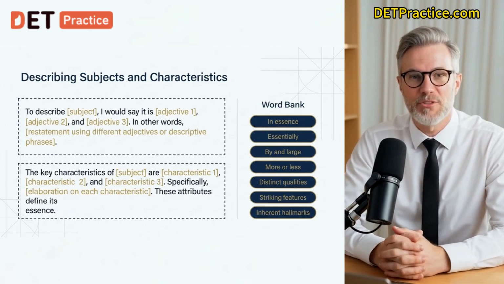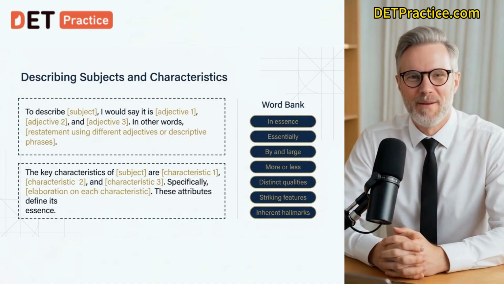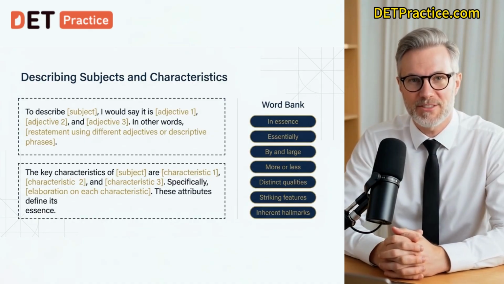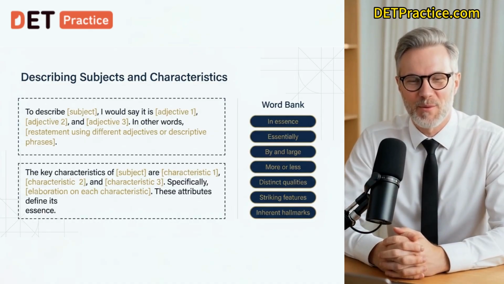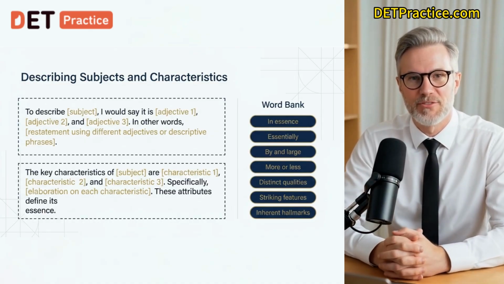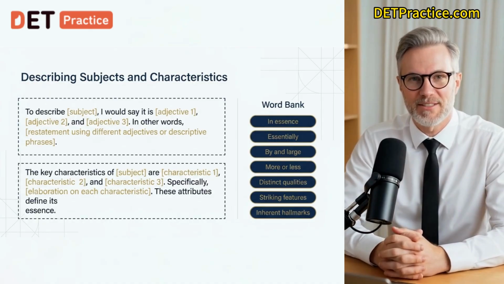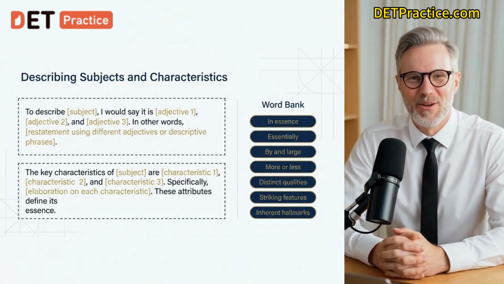Now let's look at some useful templates that can help you organize your answers quickly during the test. Template 1. Describing a subject. When you need to describe a subject, person, place, object, or idea, you can use this structure. To describe subject, I would say it is adjective 1, adjective 2, and adjective 3. In other words, restate the idea using different adjectives or descriptive phrases. Useful expressions include in essence, essentially, by and large, and more or less. These expressions help you summarize the overall impression of the topic.